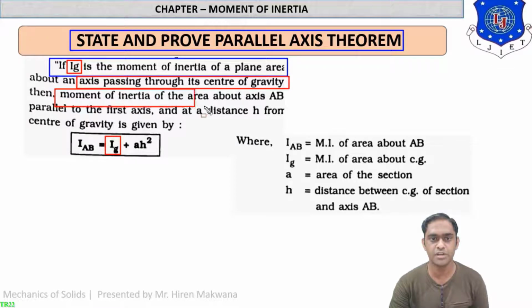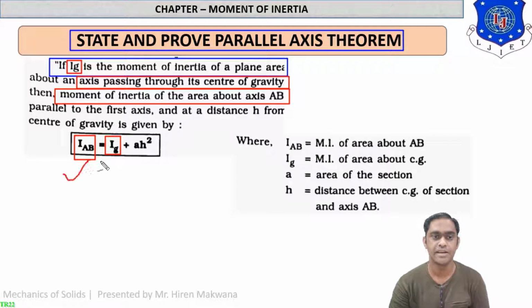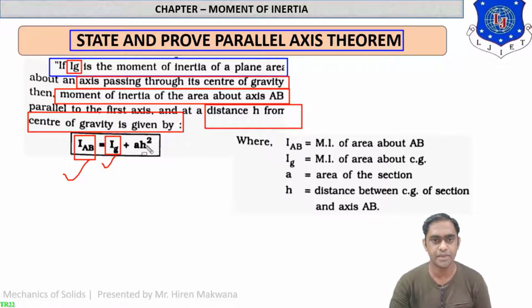Then what is given? Moment of inertia of the area about axis AB, meaning IAB, which is parallel to the first axis. Ig is the first axis and IAB is the second axis. So these two axes are parallel to each other. It is given actually in the statement. Then at a distance h from center of gravity it is given by this formula. What is the formula? IAB is equal to Ig plus AH square. So actually this is the relation which we are going to derive.